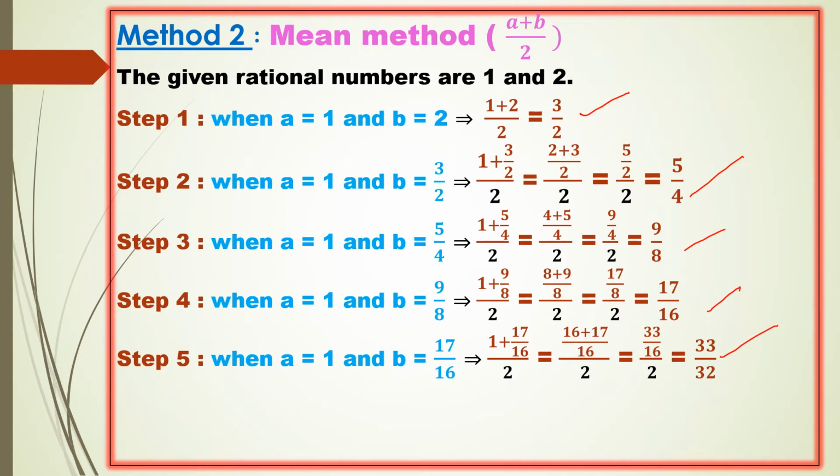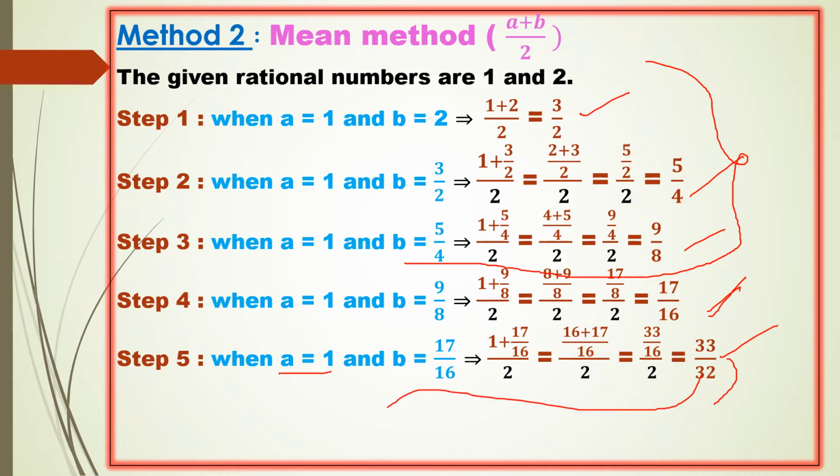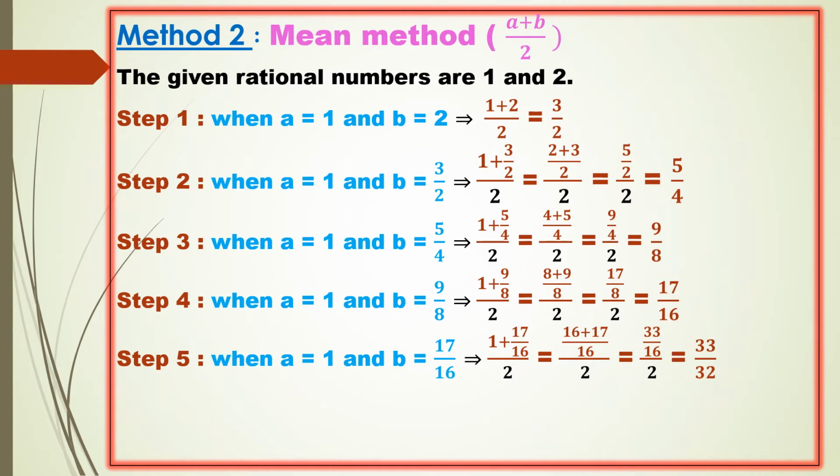If he asked only 3, you can do till here only. If he asked 4, you can do till here. 5 means you should do till here. 6 means you should find one more by taking a as 1 and b as 33 by 32. Clear? So he asked only 5, so I finished 5 rational numbers.